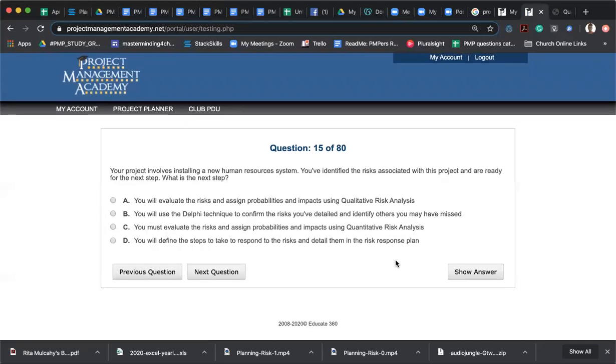All right. So your project involves installing a new human resources system. You identify the risk associated with this project and are ready for the next step. What is the next step? A, you will evaluate the risk and assign probabilities and impacts using qualitative risk analysis. B, you will use a Delphi technique to confirm the risks you've detailed and identify others you may have missed. C, you must evaluate the risk and assign probabilities and impact using quantitative risk analysis. D, you will define the steps to take to respond to the risk and detail them in a risk response plan.